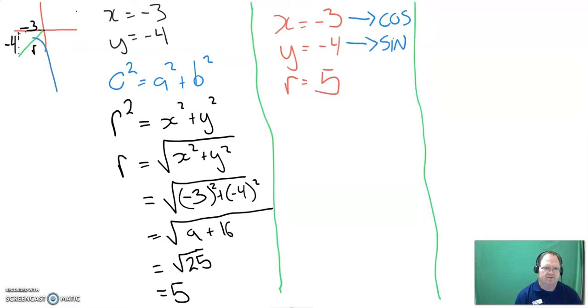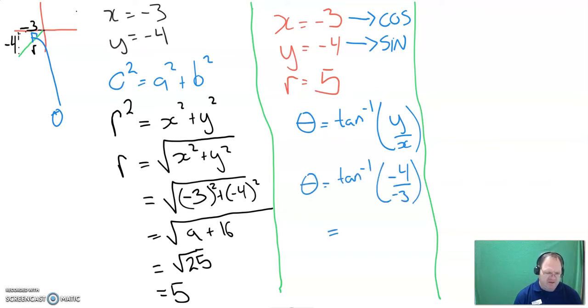Oftentimes we'll have to find this little angle that is in here. We're going to call that theta. And theta is equal to inverse tan of y over x. So if you're given r and y, you can figure out x, and if you're given r and x, you can figure out y, if it's a right triangle. In this particular case, we just plug in our numbers, and our theta ends up being 53.130102.